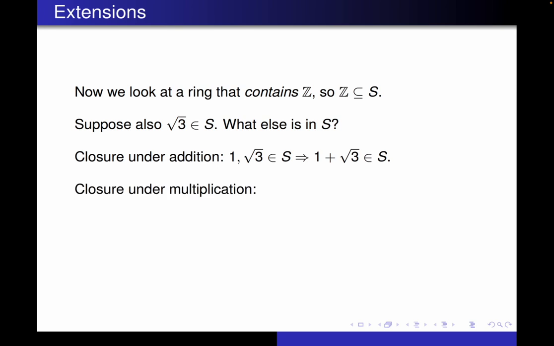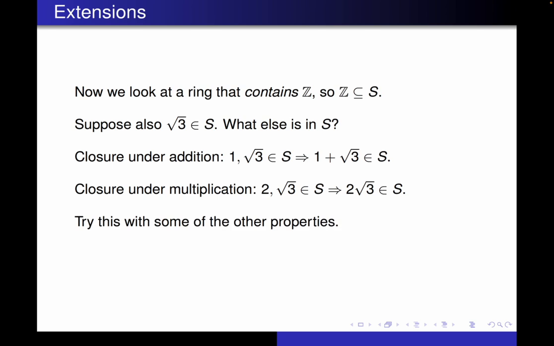We have closure under multiplication for the same reasons. 2 is an integer, so that's going to be in our ring. Square root of 3 is in our ring, so when we multiply those, 2 times square root of 3, that's also in our ring. And again, as before, I encourage you to look at some of the other properties to see if you can generate any other elements of the ring, and ultimately, figure out what the entire ring is and see if you can prove that using the axioms of rings.